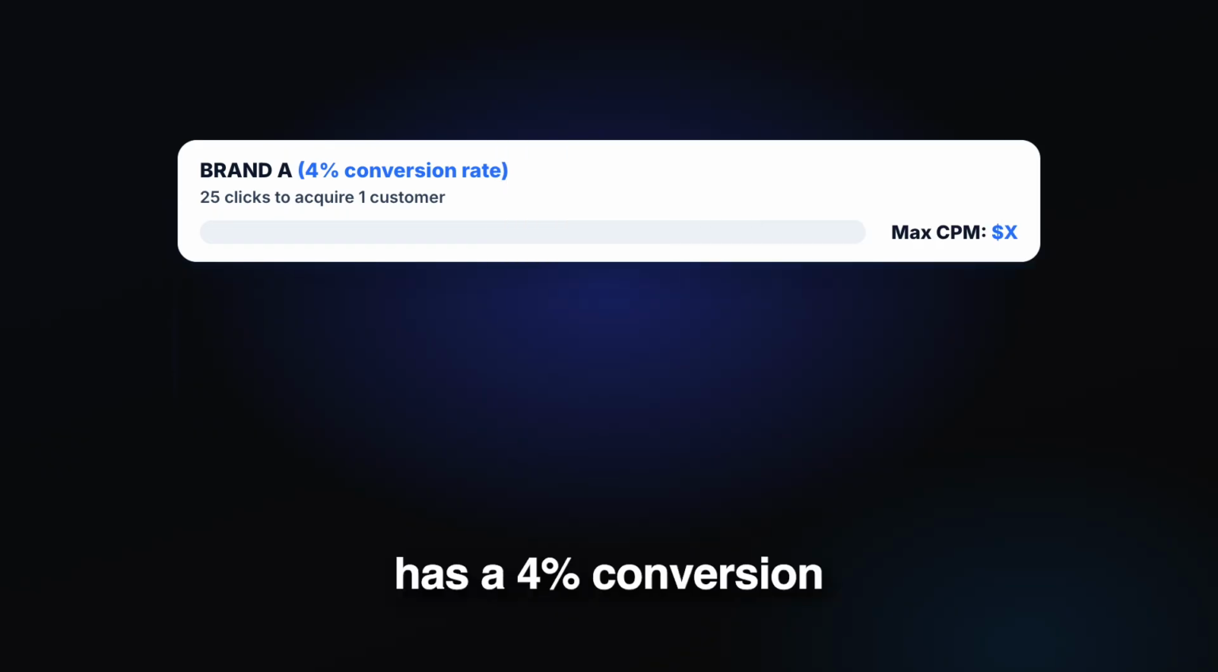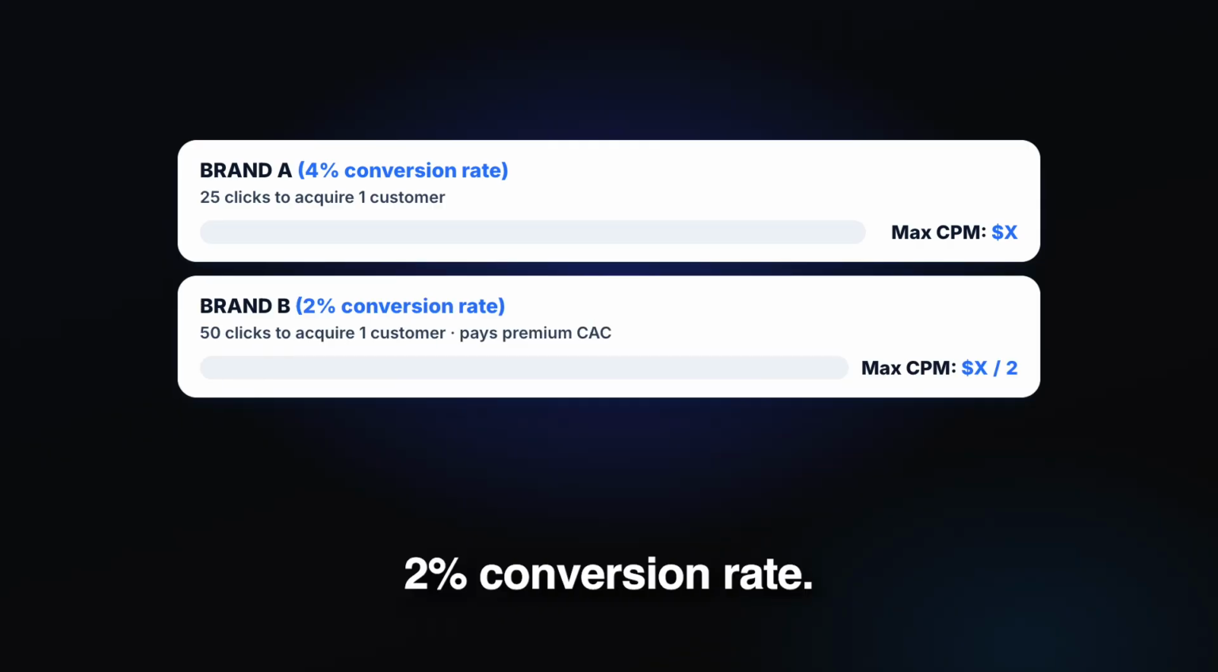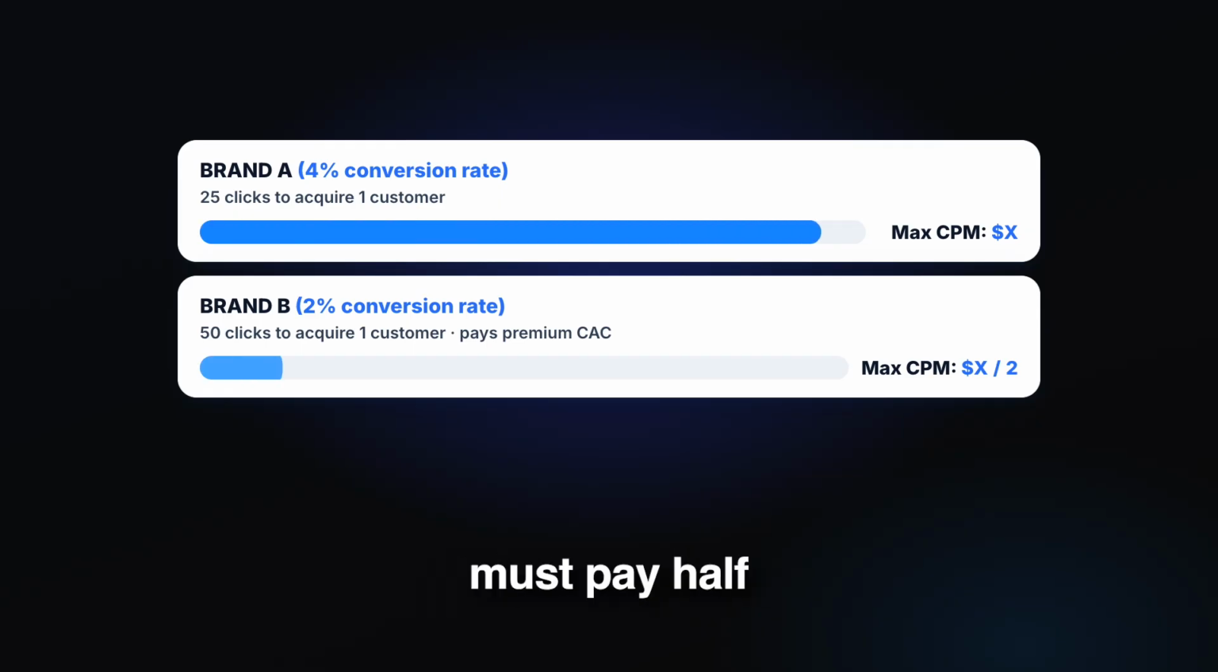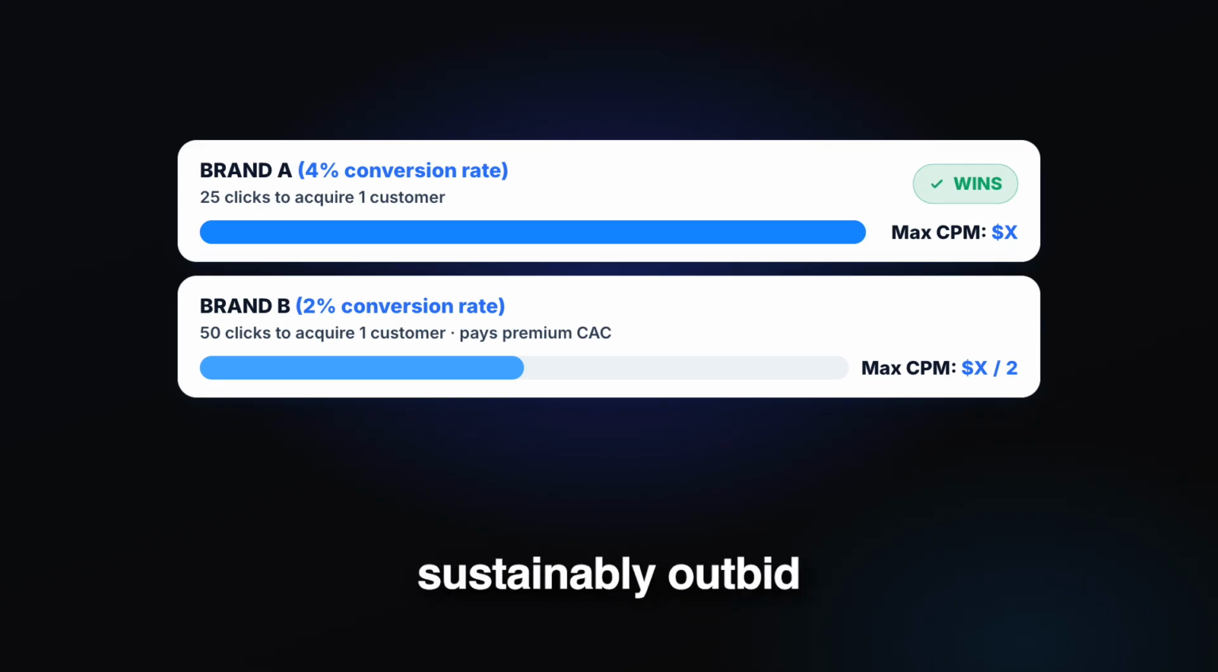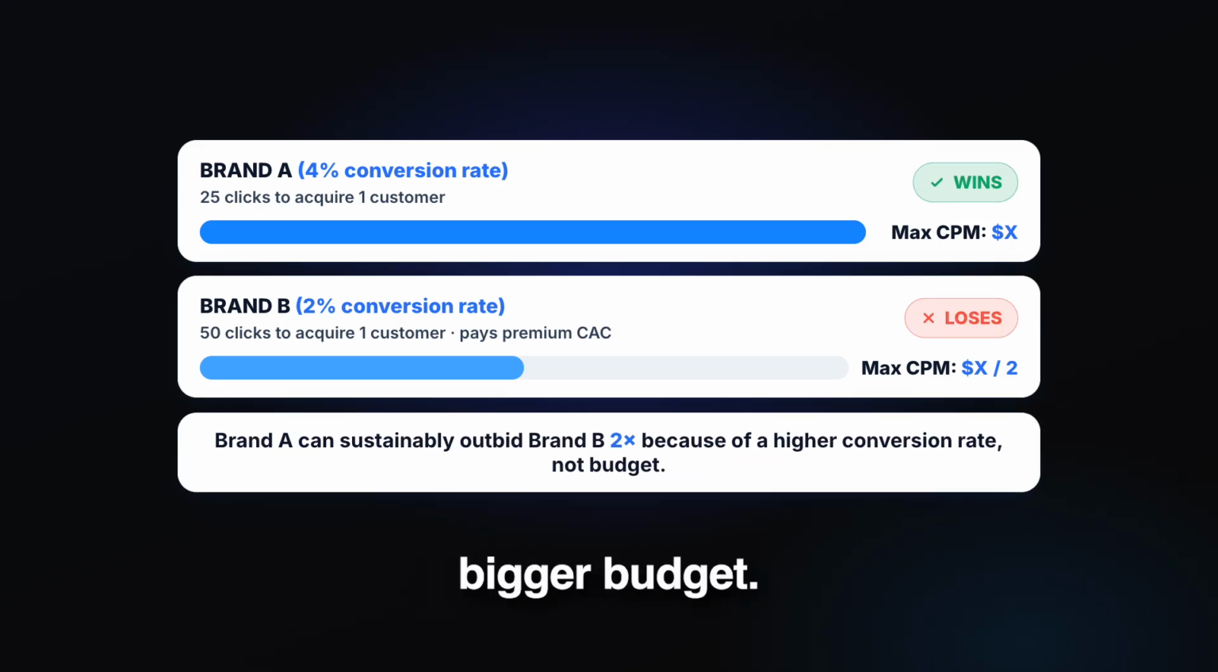Brand A has a 4% conversion rate. For every 25 clicks, they acquire 1 customer. Brand B has a 2% conversion rate. For every 50 clicks, they acquire 1 customer. To acquire that same customer at the same CAC, Brand B must pay half as much per click as Brand A. In the same auction, competing for the same impression, Brand A can sustainably outbid Brand B by 2 times, not because they have a bigger budget, but because their conversion rate is higher, because their brand is more powerful.